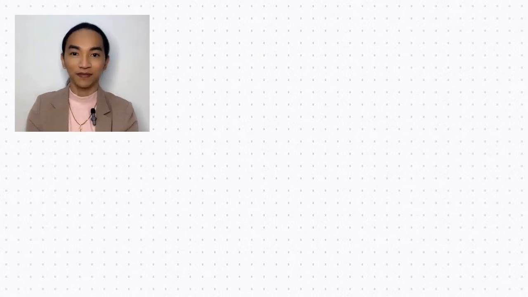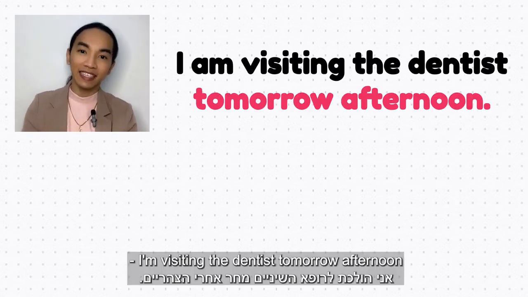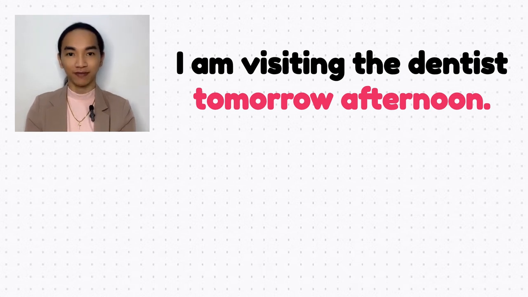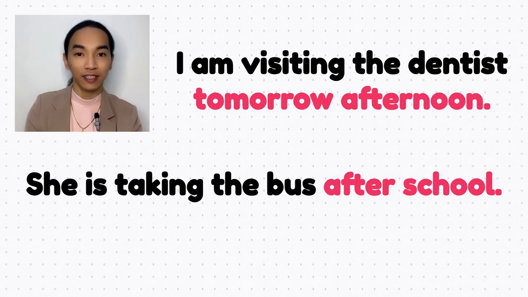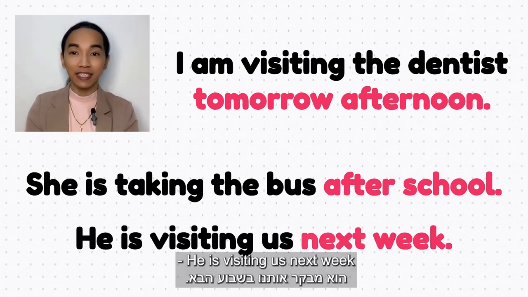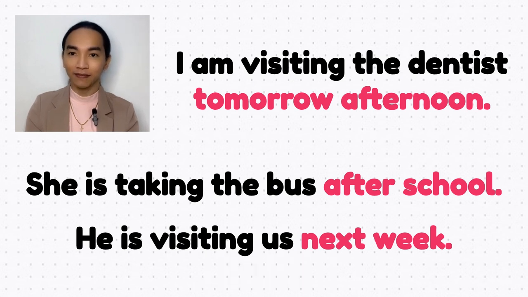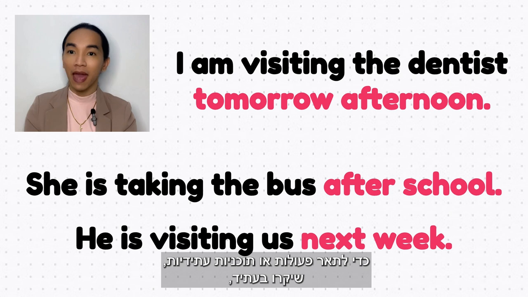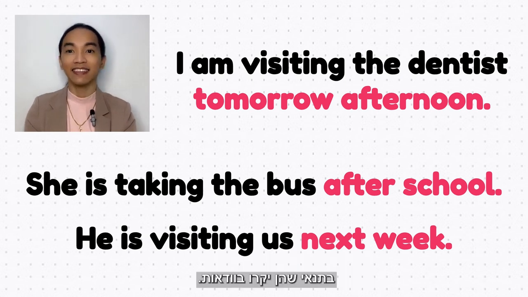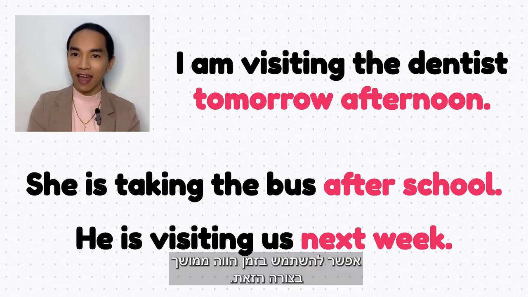For example, I am visiting the dentist tomorrow afternoon. She is taking the bus after school. He is visiting us next week. So as you can see, I use the present continuous tense plus future time to describe actions or future plans that are going to happen in future time, provided that they are actually sure to happen. So you can use it in that way.